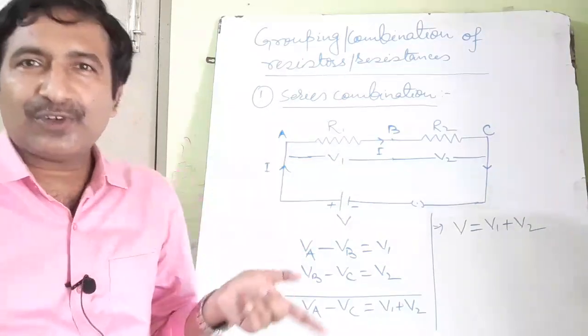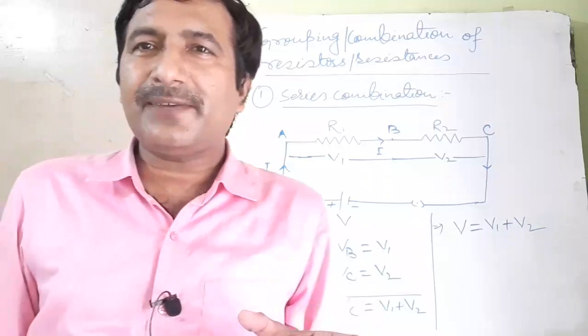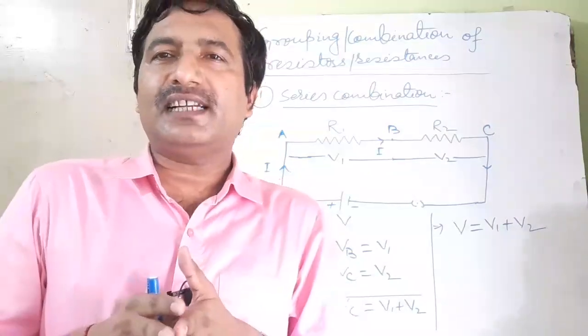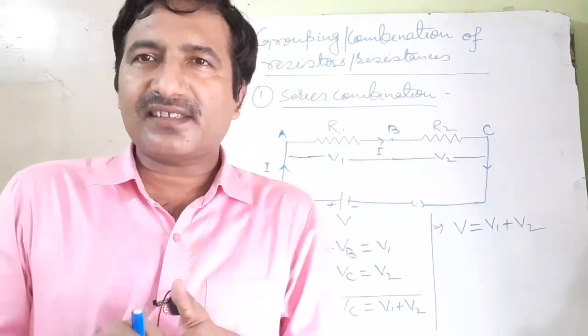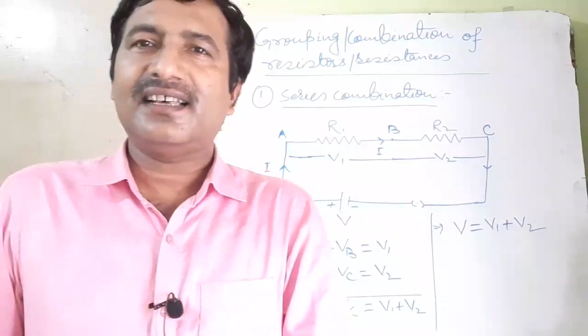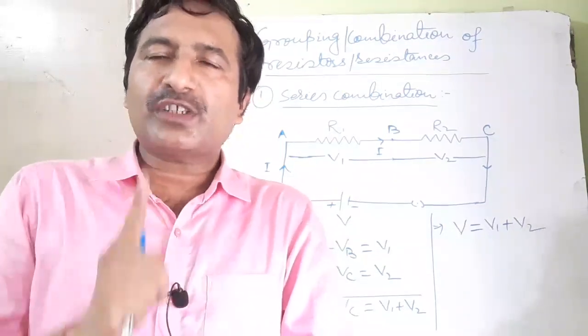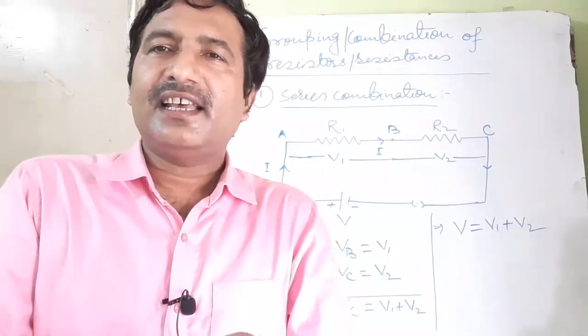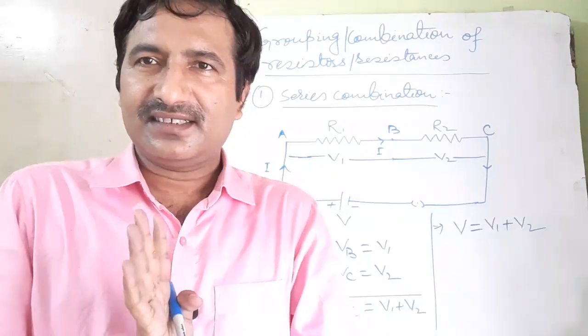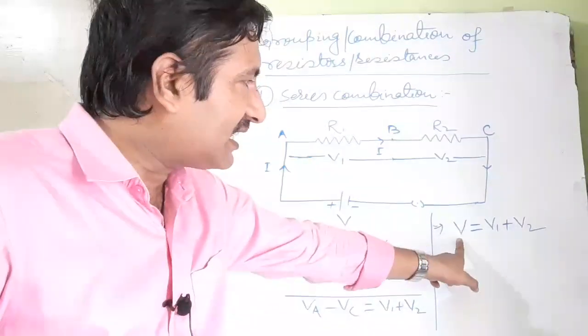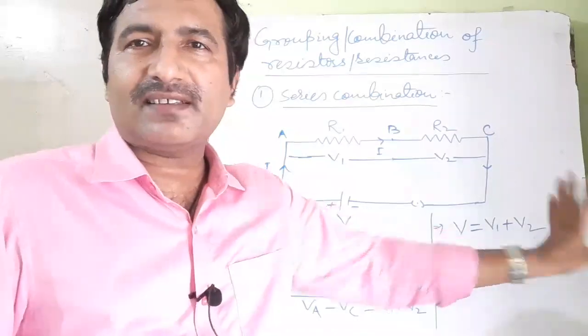You can also understand it in another way, that sum of potential differences across resistors connected in series is equal to total potential difference across the combination. So why? We have written here V is equal to V1 plus V2.